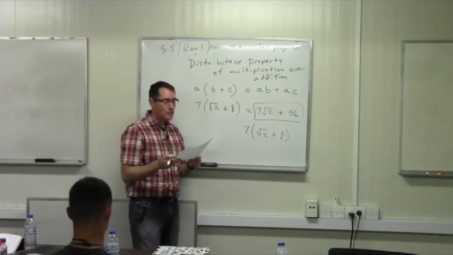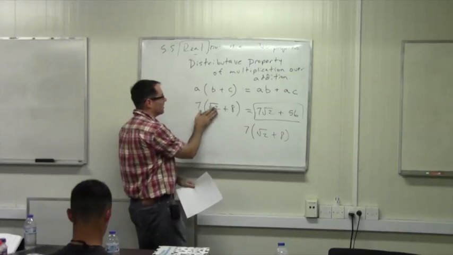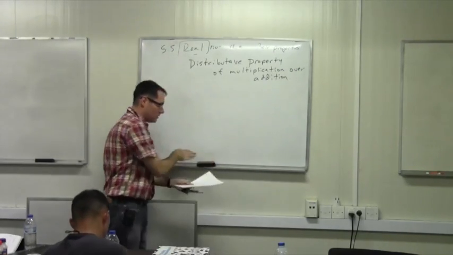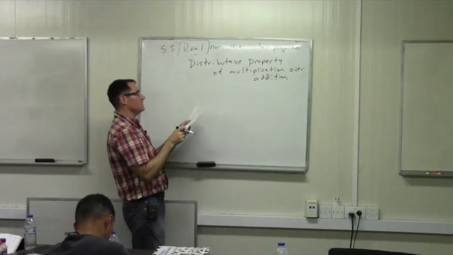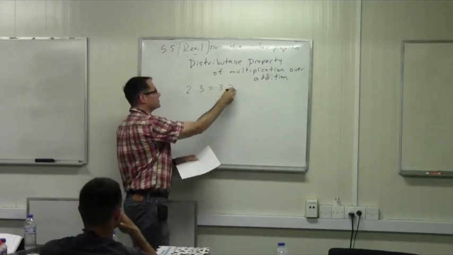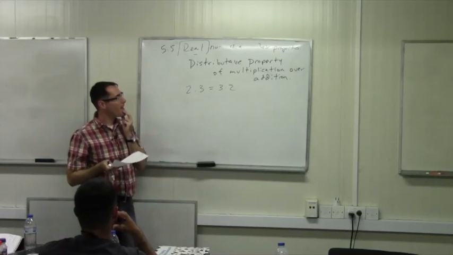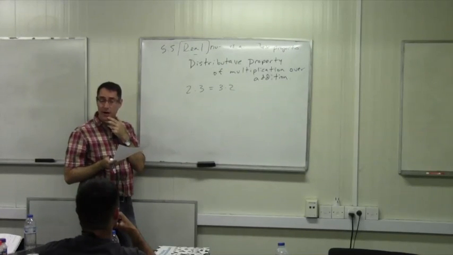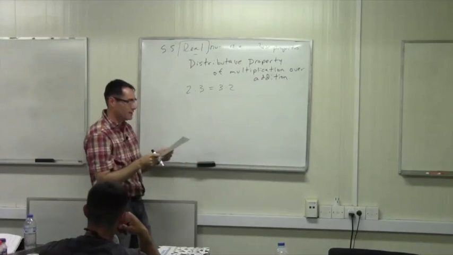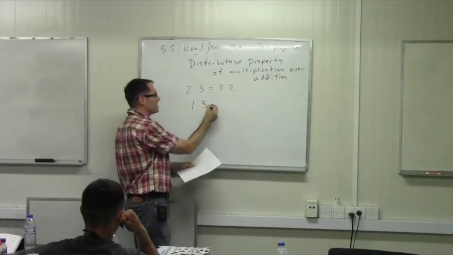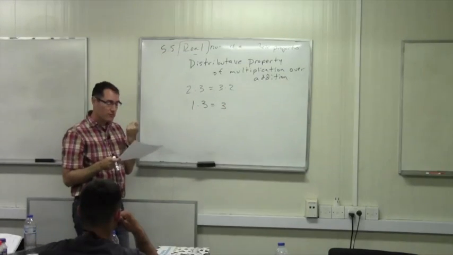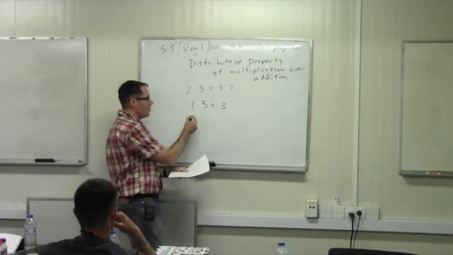All right, let's do a couple examples of some of these other properties. 2 times 3 equals 3 times 2. What's the property? Commutative property of multiplication. Very good. 2 moved to the other side. How about 1 times 3 equals 3? The identity of multiplication.